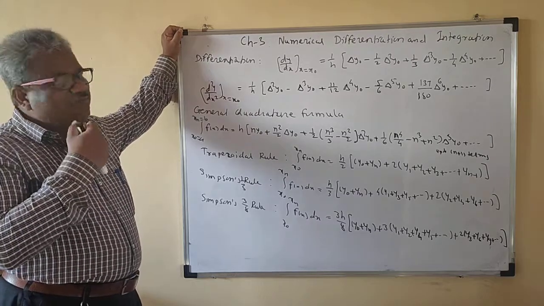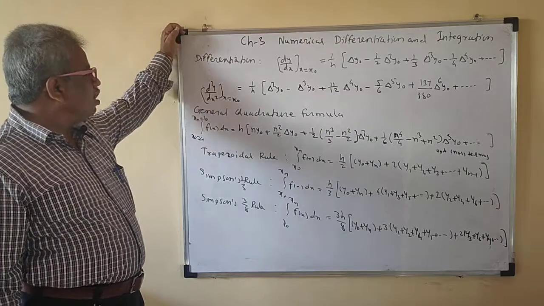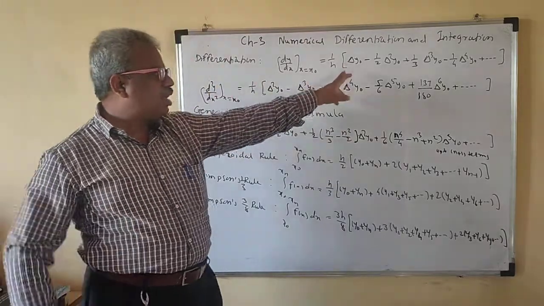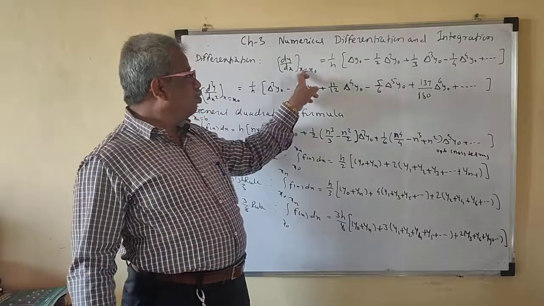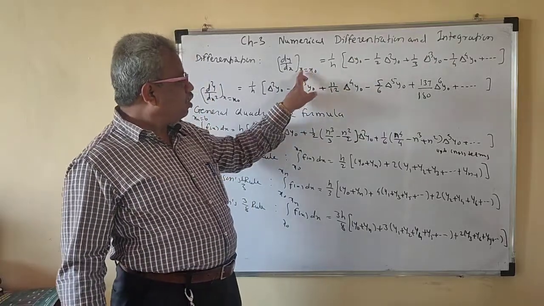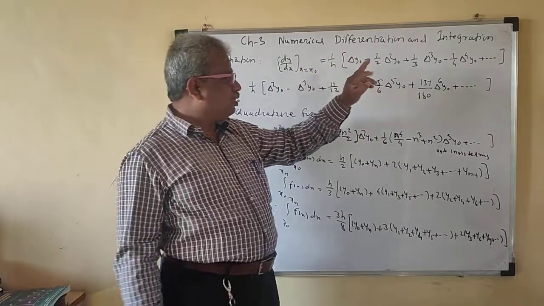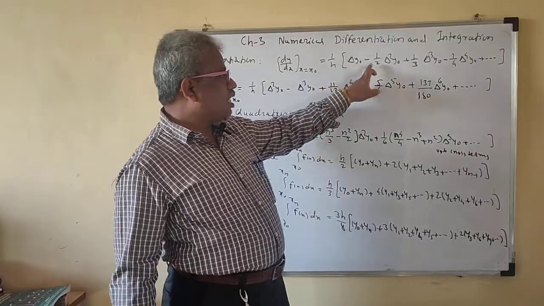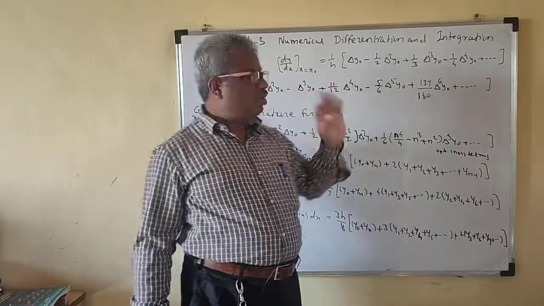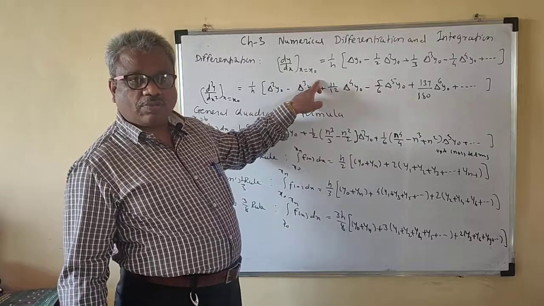So you are familiar with the formula. For differentiation, this is the formula. This is the forward difference at y naught, from x is equal to x naught. First we will discuss the formula: 1 by h delta y naught, minus 1 by 2 delta square y naught, and so on. So this is for x is equal to x naught, the initial value.